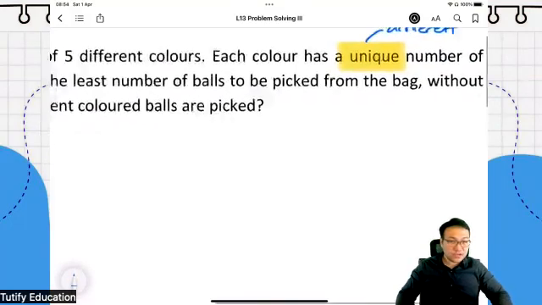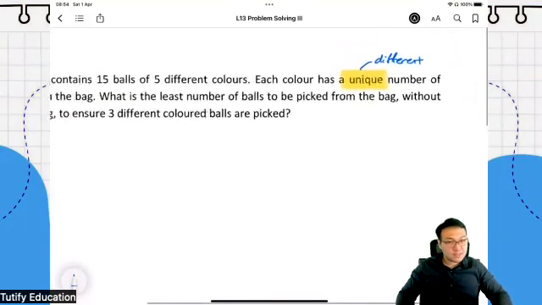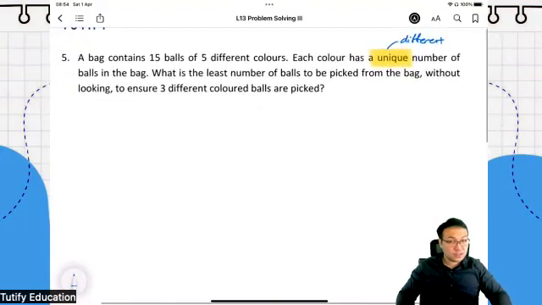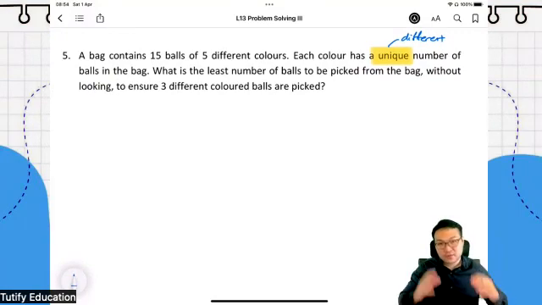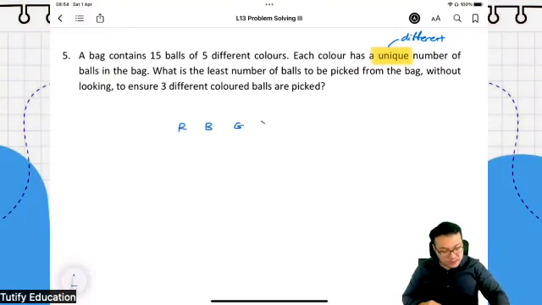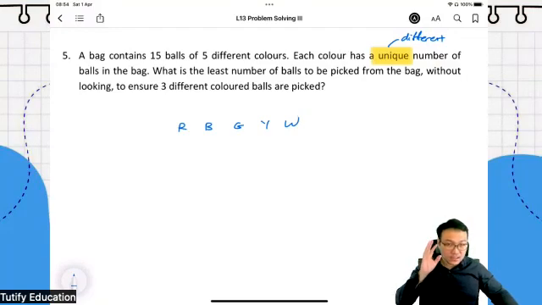Everybody is unique. Nobody is the same. Even though they are twins, they look alike, but they are not the same. The thumbprint is different. The dental record is different. Even the looks sometimes can be different between twins, right? So everybody is unique. That means when they say there's a unique number of balls, for example, there's 5 colors: red, blue, green, yellow, white. 5 colors. And the number of balls are unique.